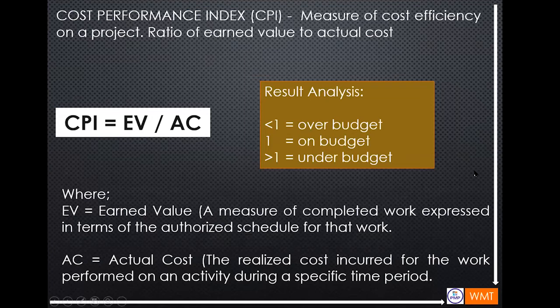And then the cost performance index is the measure of cost efficiency on a project, the ratio of earned value to actual cost. If the result is less than 1, it is over budget; if it's equal to 1, it is on budget; and if it's more than 1, it is under budget.